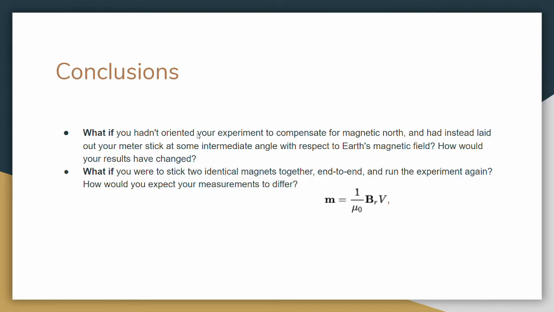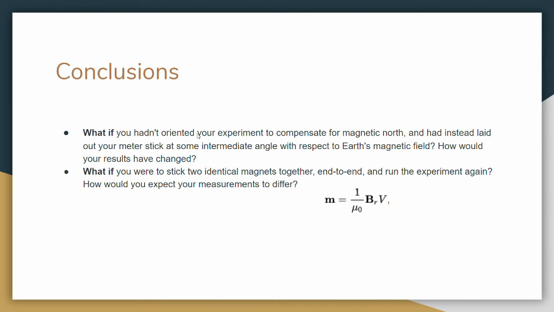And then for what if we stuck two identical magnets together, how would this impact our overall results? In this case, it's asking if we stuck them together end to end, and what's important to look at is how this impacts the magnetic moment. Upon doing further research, I found that the magnetic moment is equal to 1 over mu naught, which is similar to what we see in the constant, times some flux that represents, in this case, the magnetization of the magnet. But what is important here is the V represents the volume of the bar magnet.